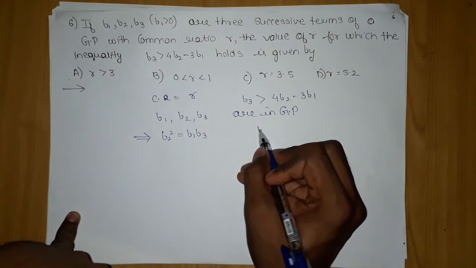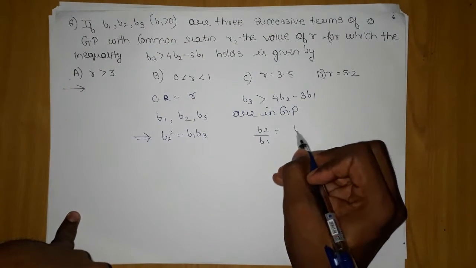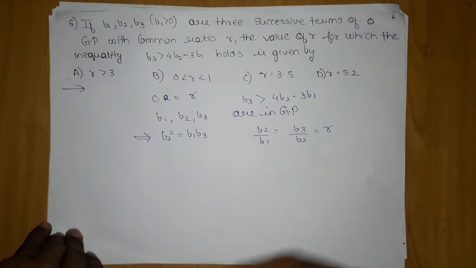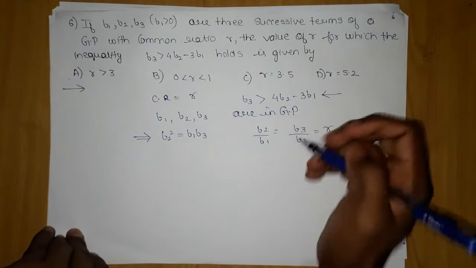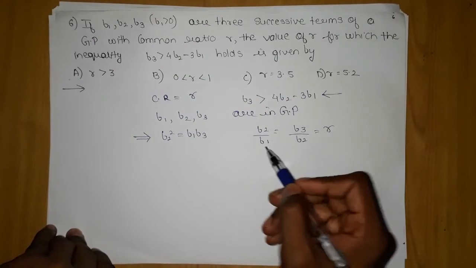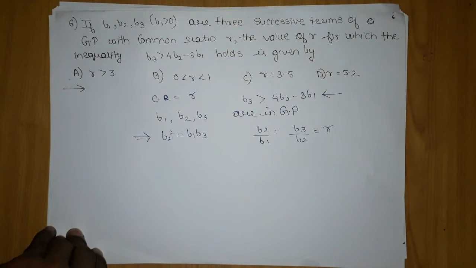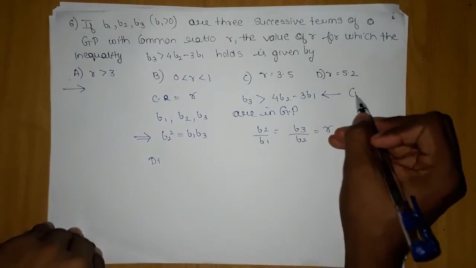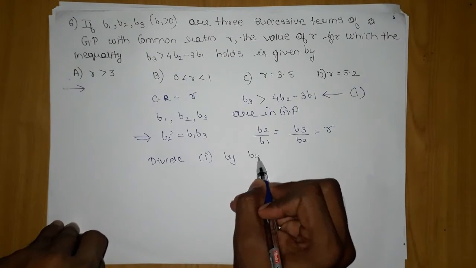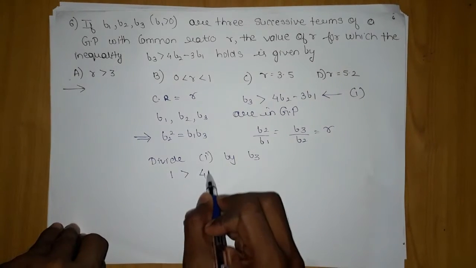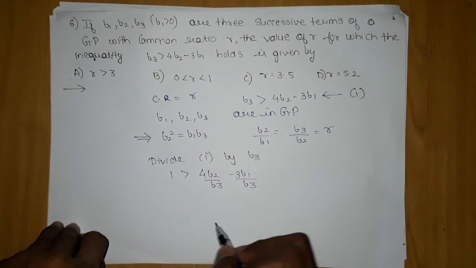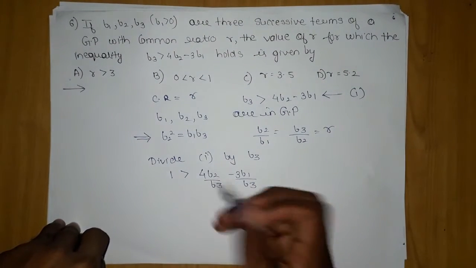So we can write also one thing, that b2 by b1 should be equal to b3 by b2, which should be equal to r, right? So now we want to get involvement of r in this equation. How can we do it? If I divide throughout by b3, b2 by b3 will be greater than b1 by b3, and b2 by b3 will be r, so there is a chance of involvement of r. So we'll divide. Let me call this 1. Divide 1 by b3, which gives us 1 greater than 4 b2 by b3 minus 3 b1 by b3, right?